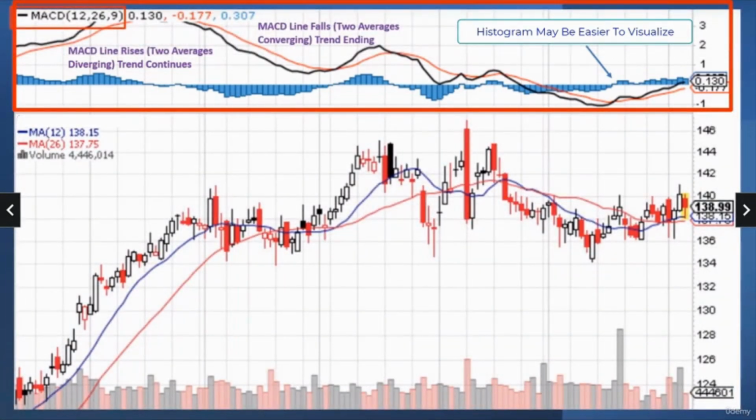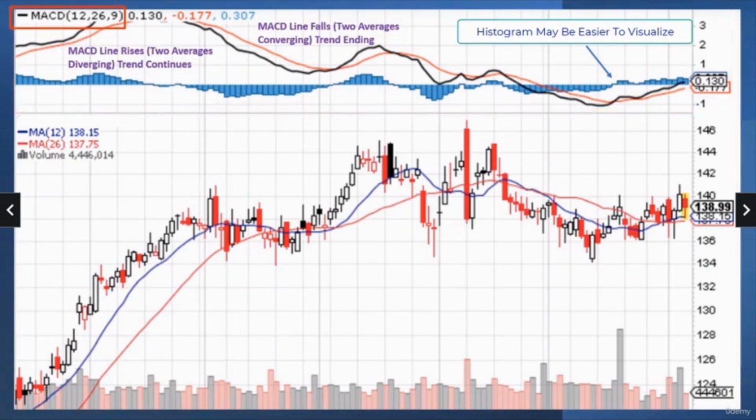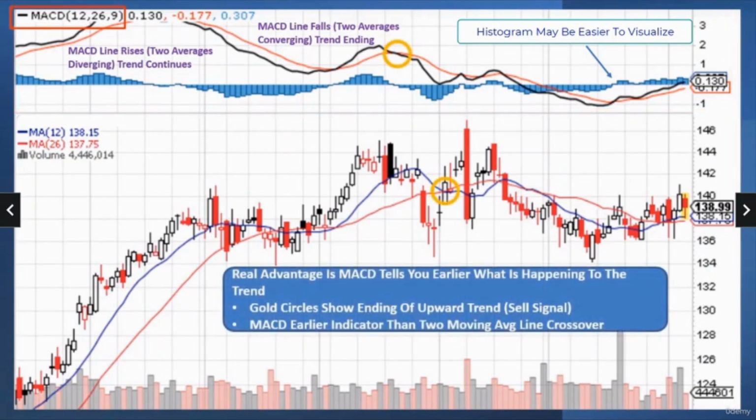So this is interesting. This is great. You're saying, okay, but I can kind of see it on the other chart too. Where is this helping me? Well, if you look closer at it, I'm going to put on some highlights here. The real advantage of this MACD is that it tells you earlier what is happening with the trend. That was our whole idea, right? We want to see things happening a little bit sooner than waiting for the price line to cross. And so the gold circles show the ending, in this example, of an upward trend, right?